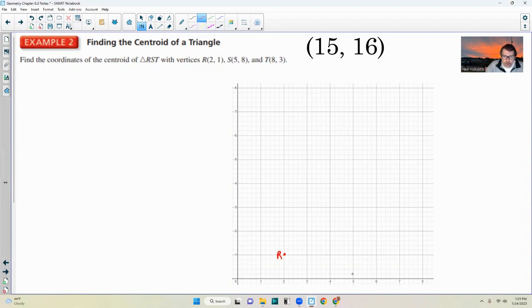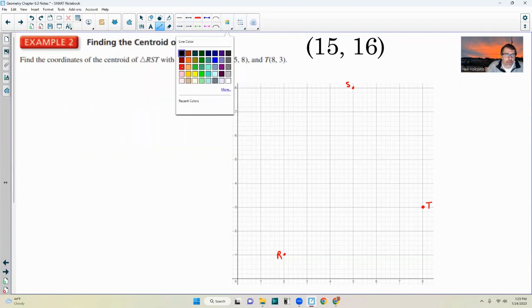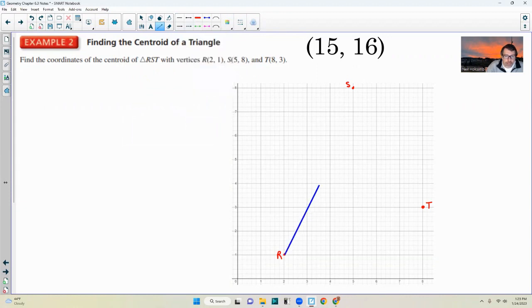S is (5, 8). Go over 5, up to 8. And this is S. And T is over 8, up 3. So I'll put T right here. So let me connect these. I'm just going to get a segment, make it a little bit thinner, and I'll make it, I don't know, blue. So I'm going to draw a segment from R to S, S down to T, and T back to R.